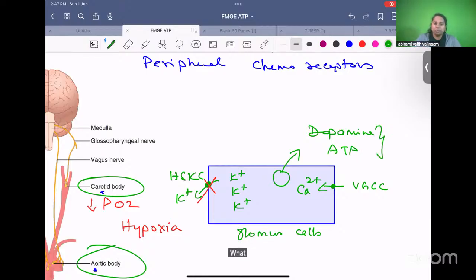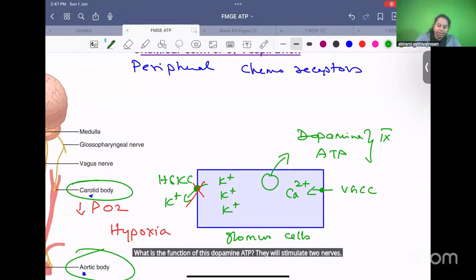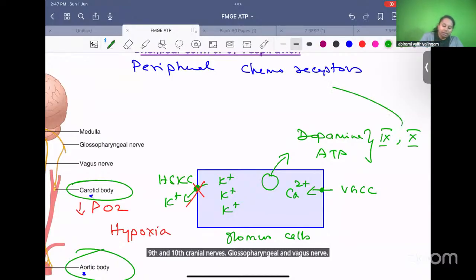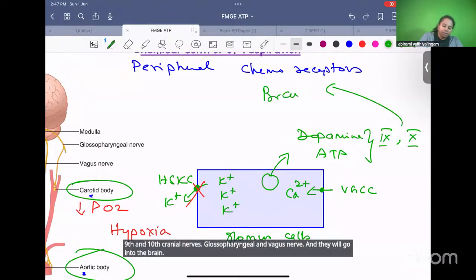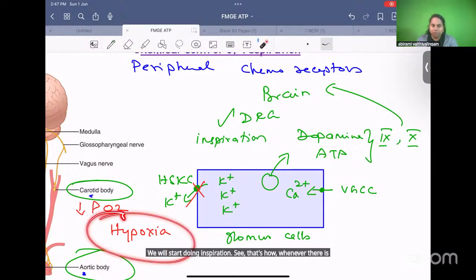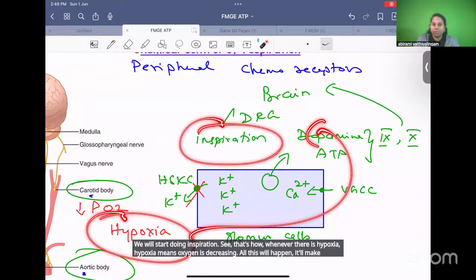What is the function of this dopamine and ATP? They will stimulate two nerves, the ninth and 10th cranial nerves, the glossopharyngeal and vagus nerves, and they will go into the brain and stimulate the DRG. When the DRG is stimulated, you will start doing inspiration. That's how, whenever there is hypoxia, meaning oxygen is decreasing, all this will happen. It will make you do inspiration.